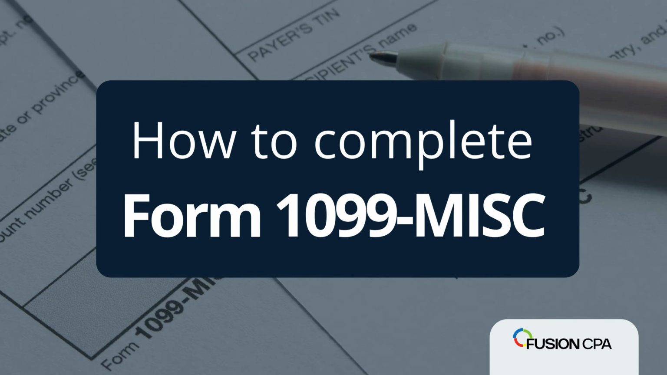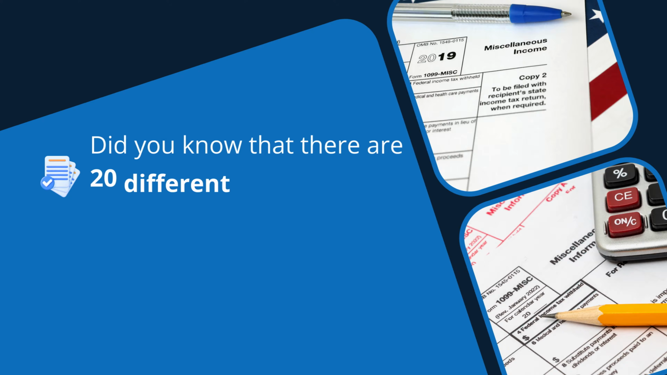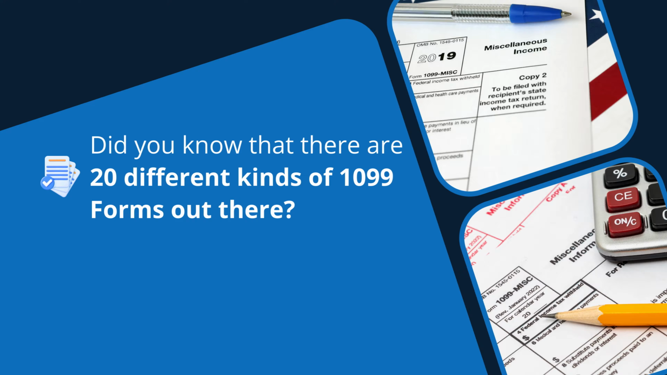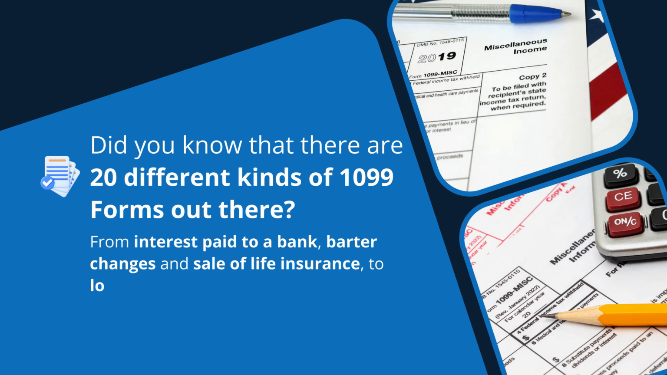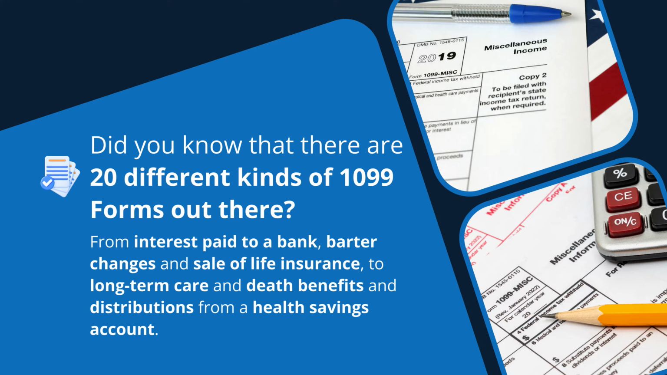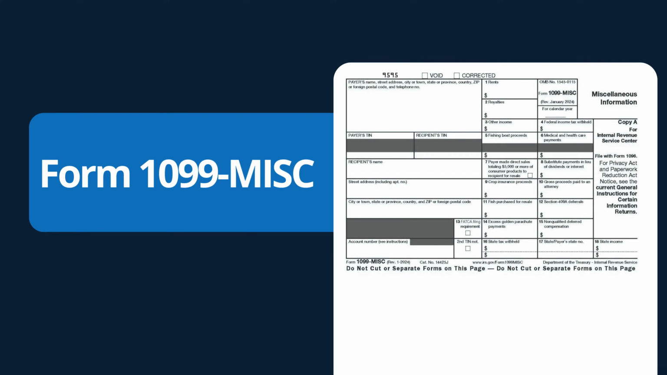How to complete Form 1099 MISC. Did you know that there are 20 different kinds of 1099 forms out there? They cover everything from interest paid to a bank, barter exchanges and sale of life insurance, to long-term care and death benefits and distributions from a health savings account. And perhaps the most common and often misunderstood of this huge batch of forms is the 1099 MISC.